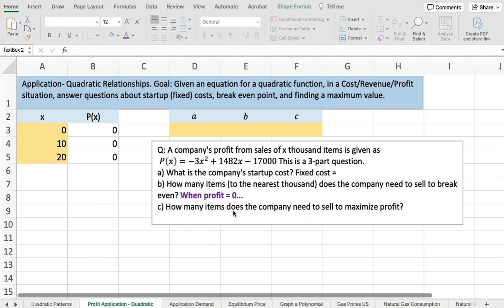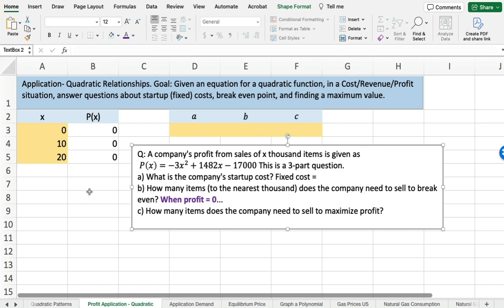What is the startup cost? What is the break-even point? And at what production value or selling value would we need, how many items, in order to maximize profit? So it's a three-part question. In this first video, we're going to address the first two, and then there will be a second video that will answer the third part, because I want you to see how I actually go about answering the question without having it all done ahead of time.